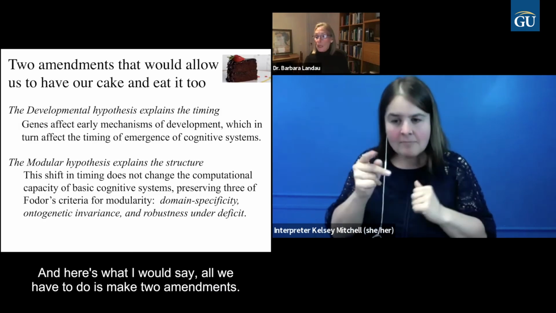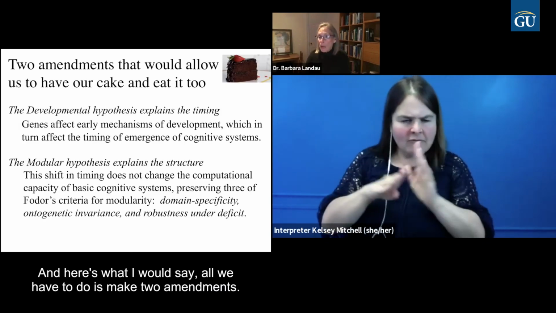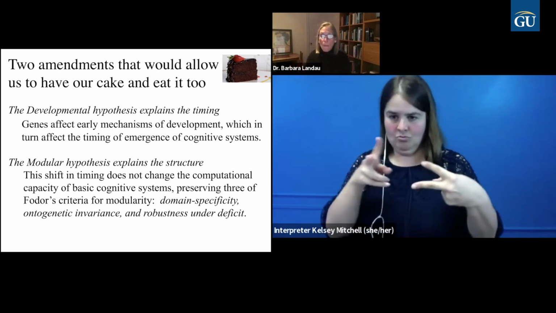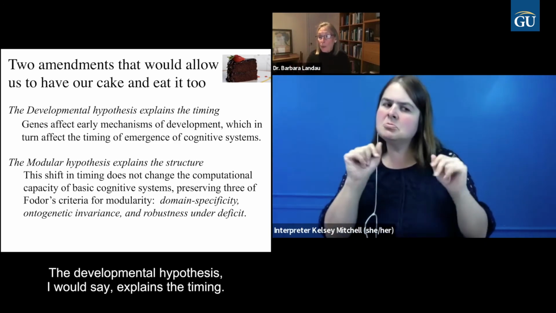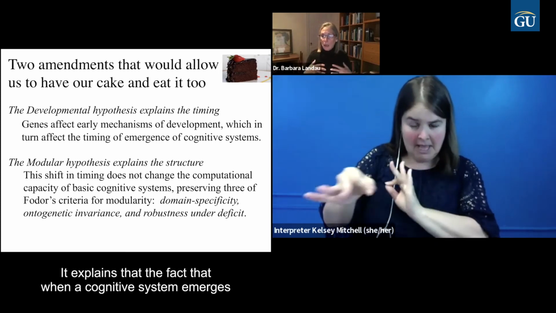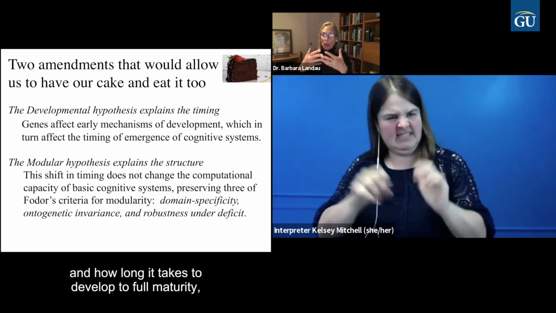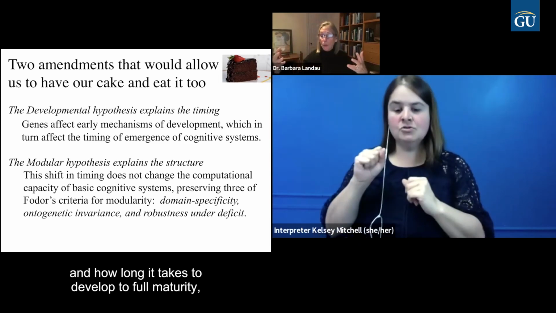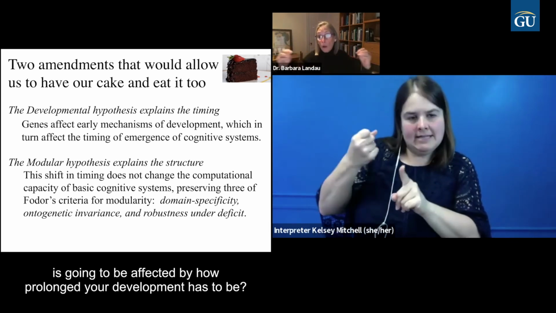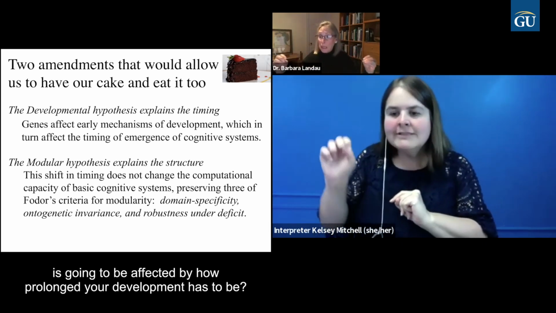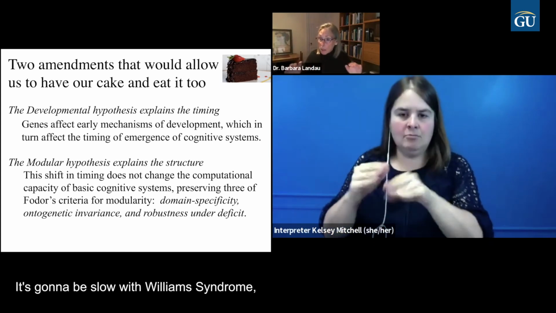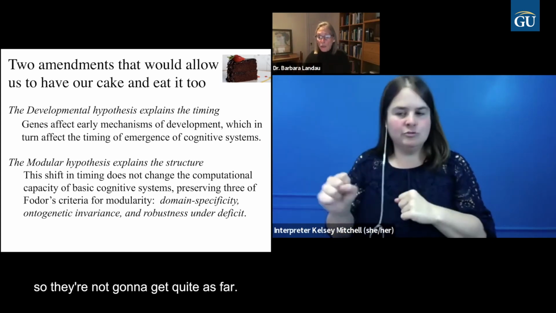And here's what I would say. All we have to do is make two amendments. I'm going to say we can take both of these hypotheses for their value. The developmental hypothesis, I would say, explains the timing. It explains the fact that when a cognitive system emerges and how long it takes to develop to full maturity is going to be affected by how prolonged your development has to be, how rapid or how slow your developmental process is. It's going to be slow with Williams syndrome, so they're not going to get quite as far.